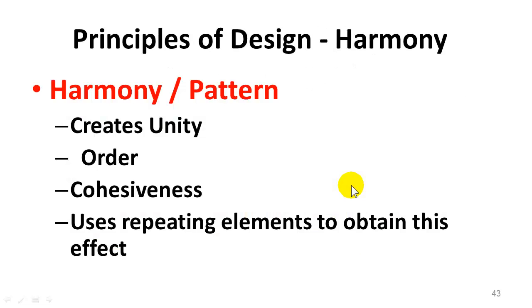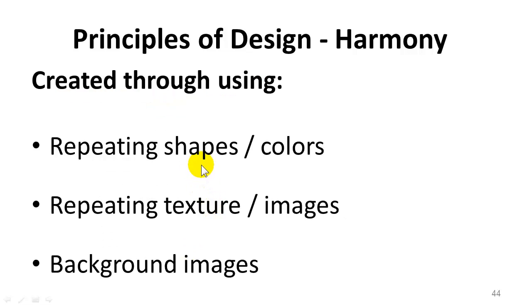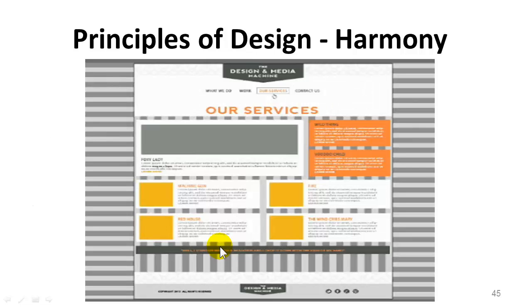Another principle of design is harmony or pattern, which allows us to create some type of unity and order, cohesiveness, using repeating elements to obtain these effects. We obtain harmony by repeating shapes and colors, textures or images, background images. Here we see contrast, we see unity, we also see harmony. We see harmony in the repetition of the background, the repetition of the colors.